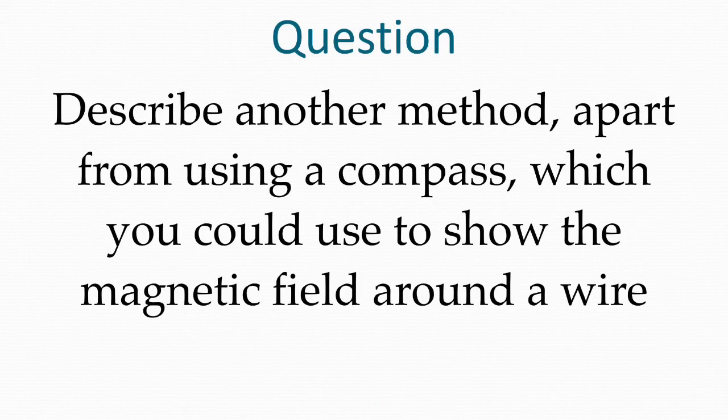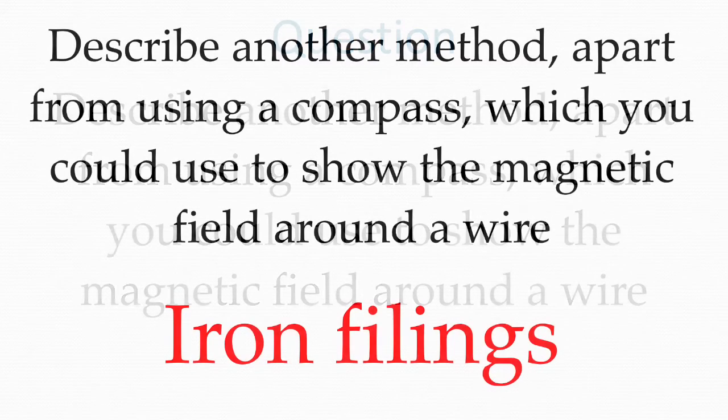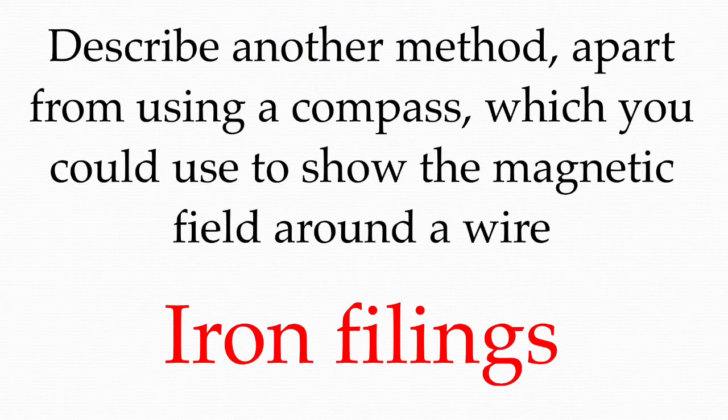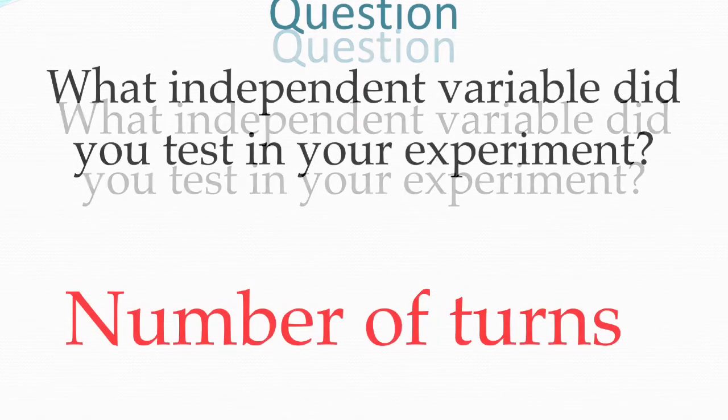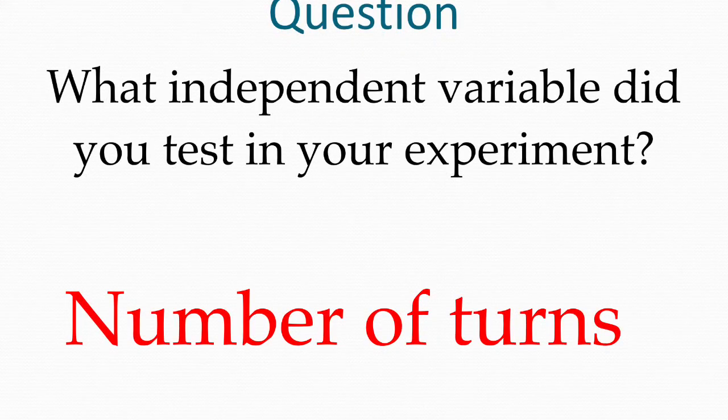What could we use other than a compass to show the magnetic field around a wire? We could scatter iron filings over the area around the wire. In the experiment we described using the electromagnet, what was our independent variable? It was the number of turns in the wire.